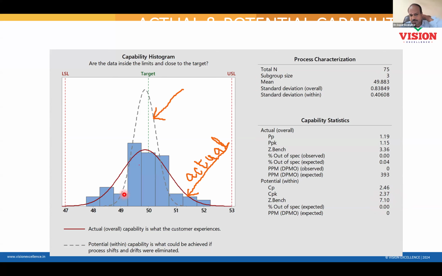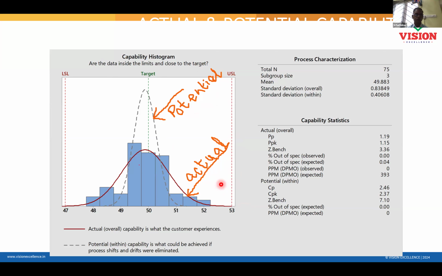See here, for any process, there are two types of capabilities possible. One is actual capability, the other one is potential capability. Which one do you really want to know? That clarity has to be there. If you just want to understand your potential capability, you look at Cpk. If you want to understand your actual or long-term capability, then you must look at Ppk.